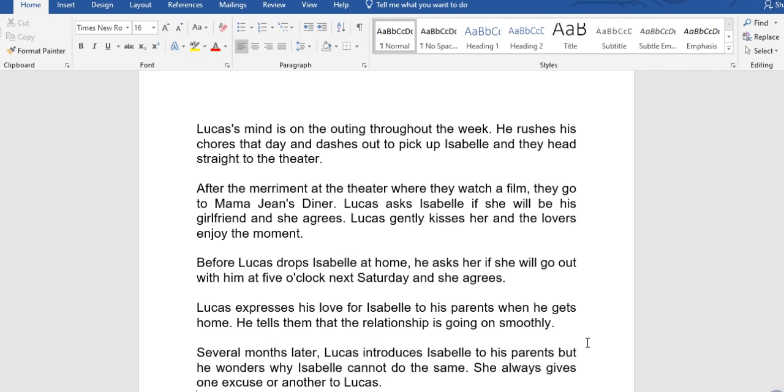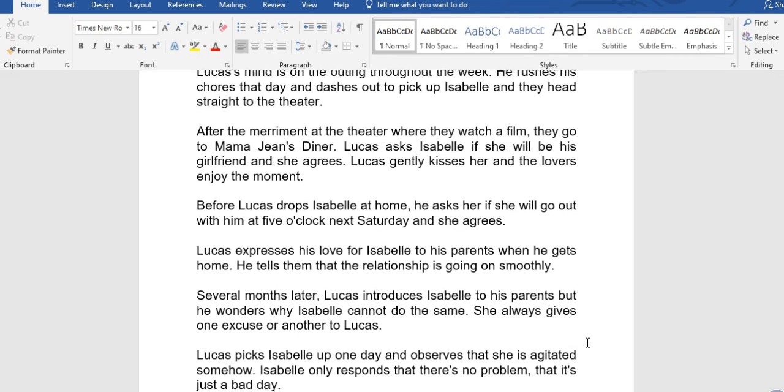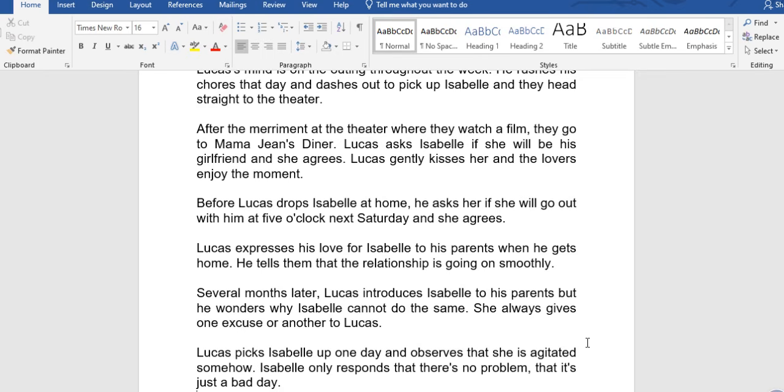Lucas asks Isabel if she will be his girlfriend, and she agrees. Lucas gently kisses her, and the lovers enjoy the moment. Before Lucas drops Isabel at home, he asks her if she will go out with him at 5 o'clock next Saturday, and she agrees.